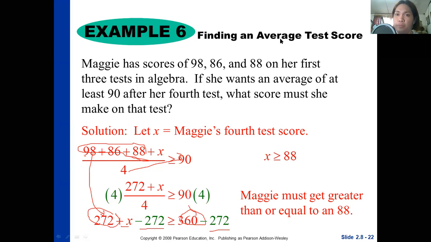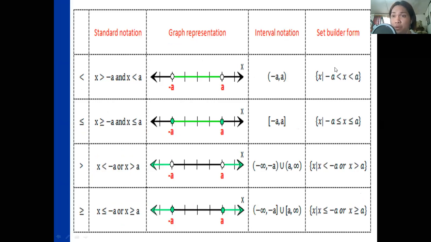So I hope you'll be able to grasp the concept. Very easy, right? Next, I just want to remind everybody about graphing. In graphing linear inequalities, we have here the standard notation, the graph representation, the interval notation, and the set builder form.